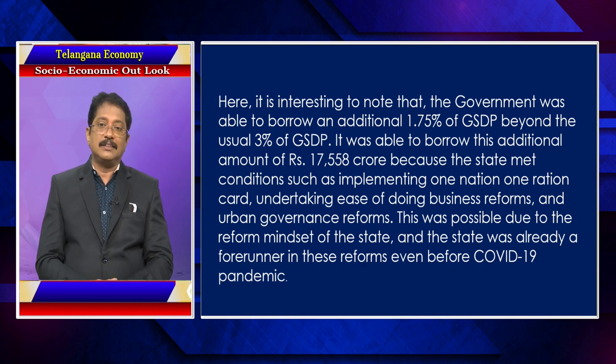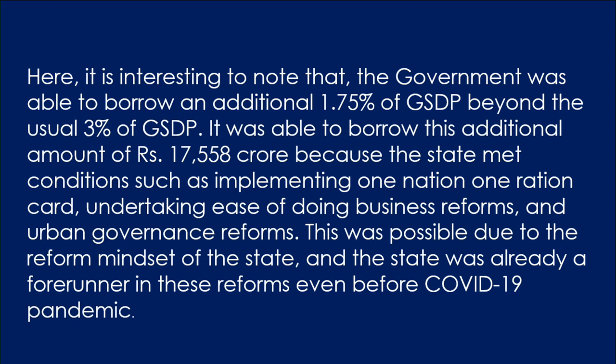Here it is interesting to note that the government was able to borrow an additional 1.75% of GSDP beyond the usual 3% of GSDP. So in these conditions, generally there is permission to borrow nearly 3% of GSDP, but our government has borrowed an additional 1.75% of GSDP beyond this. It was able to borrow this additional amount of 17,558 crores because the state meets conditions such as implementing one nation, one ration card, undertaking ease of doing business reforms and urban governance reforms. This was possible due to the reform mindset of the state.